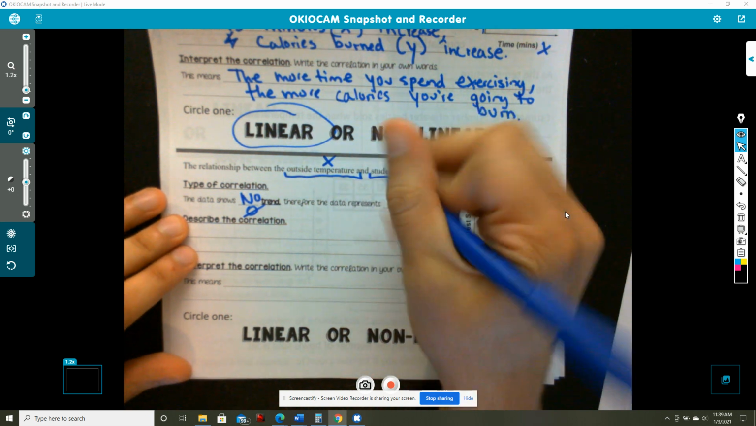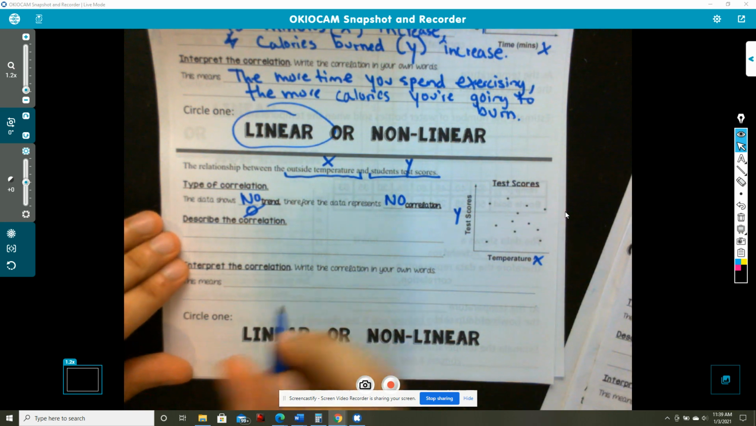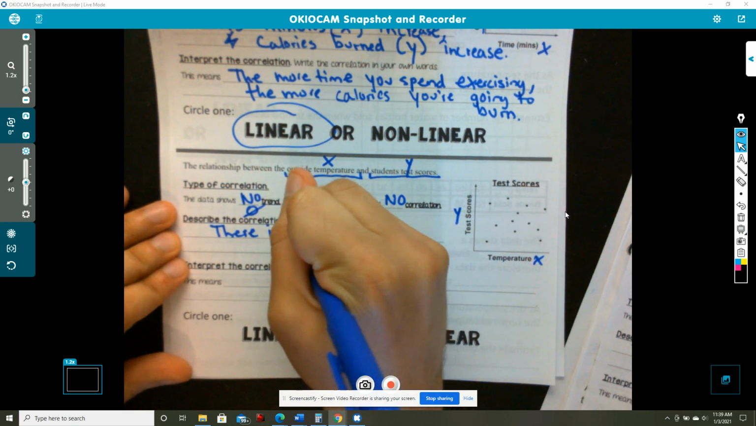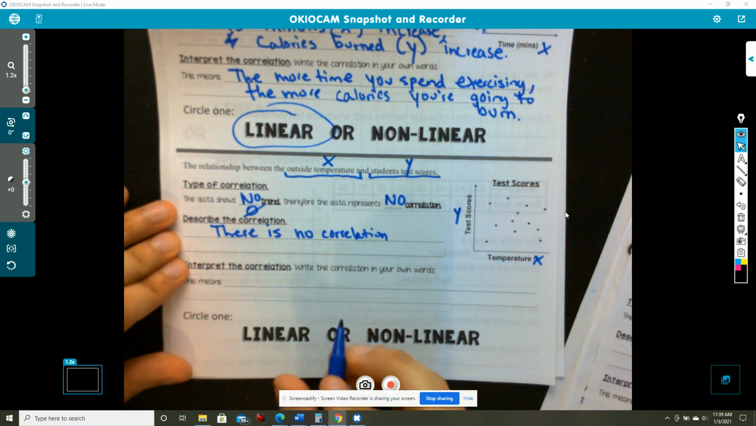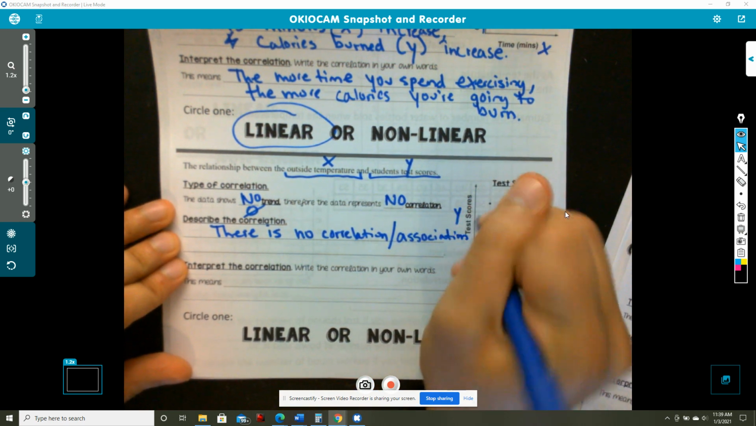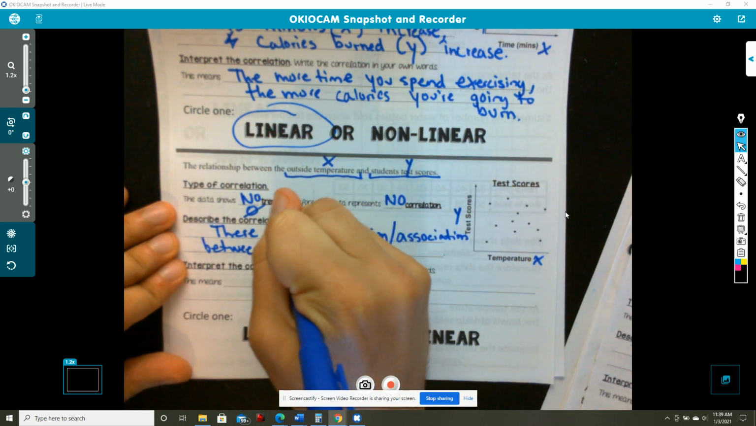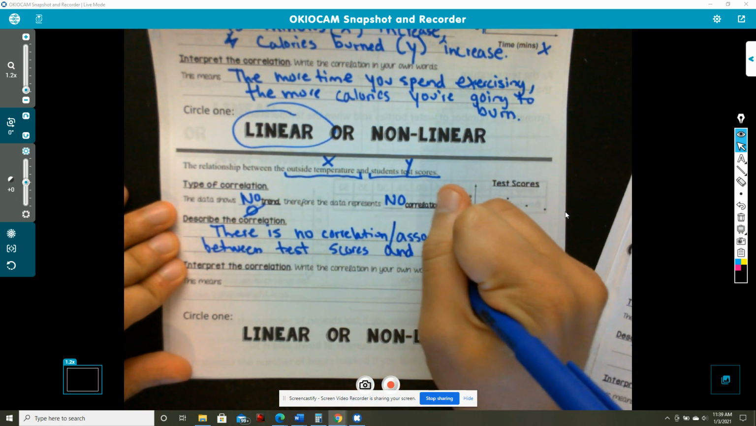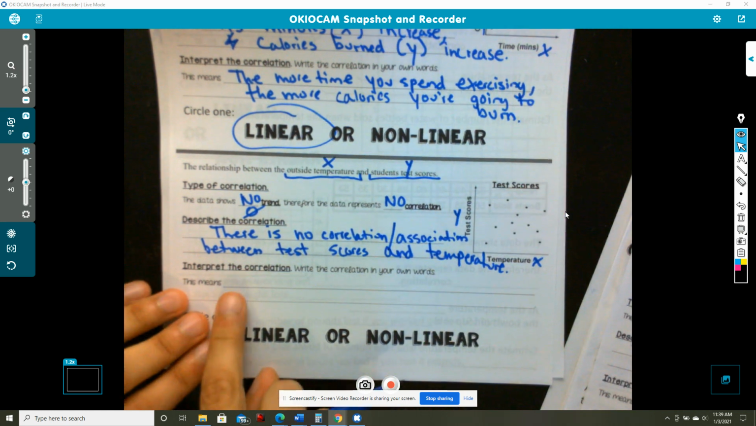Therefore, the data represents no correlation. So what that means is, describe it, there is no correlation or association. Remember, correlation also means association. There's no correlation or association between test scores and temperature.